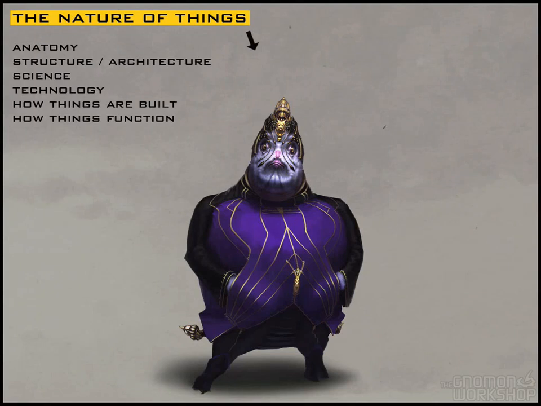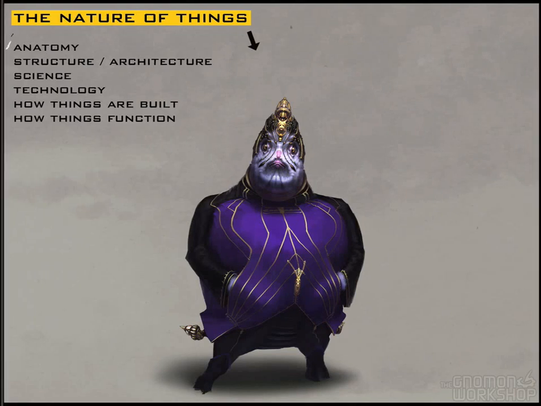The nature of things can be categorized for me as things like anatomy, if you're a sculptor, structure, or if you're an engineer or an architect, it can be architecture, science, technology. It's essentially how things are built and how they function. And so those for me are the two most important things to get a deep understanding of before you move on and really have the ability to design something from your imagination that has a realism to it that people will understand and relate to.